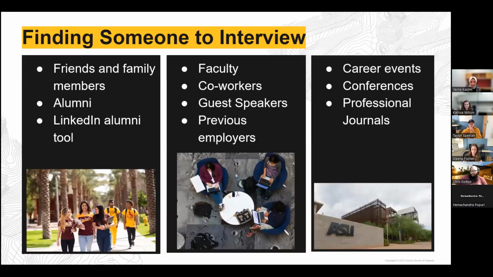So it doesn't have to be someone like a celebrity or someone who is really in a high position. It can be a friend or family member. It can even be your school's alumni, your LinkedIn alumni tool, faculty, coworkers, guest speakers, previous employers, career events, for example career fairs or conferences, or any professional journals. They can be great information interviewees for each of us. So we can always use any of these sources.